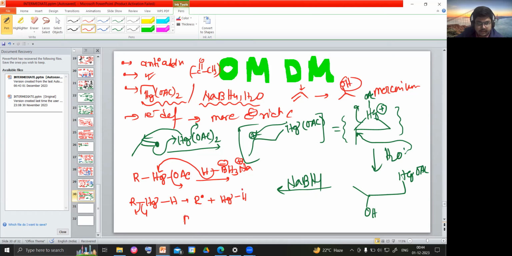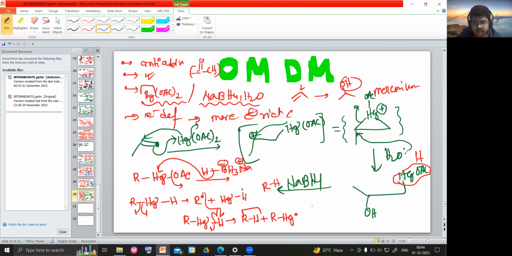Now, from another molecule of RHgH from a similar parallel reaction, this R dot will take up this hydrogen. This bond will again cleave homolytically. This will lead to RH plus again HgH dot. In every step, HgH dot will be formed, and RH we are getting. So from R-HgOAc, we are finally getting RH. That means this portion is replaced by H, H from NaBH4.